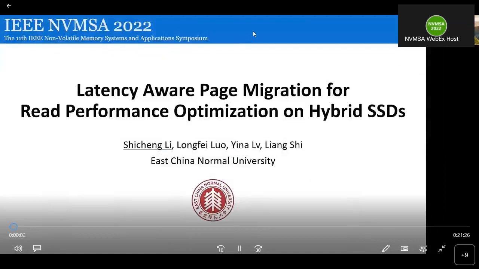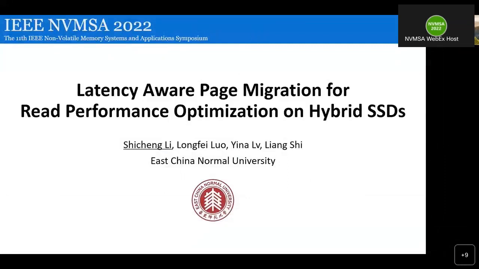Hello, everyone. I'm Cheng Li from East China Normal University. Today, I'm glad to be here to introduce our recent work, Latency-Aware Page Migration for Read Performance Optimization on Hybrid SSDs.